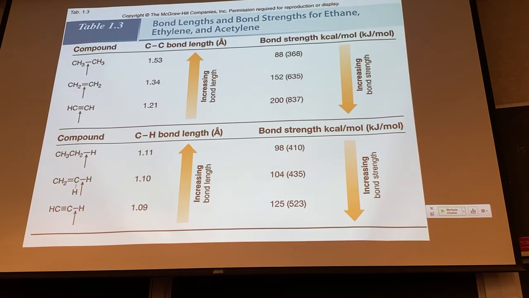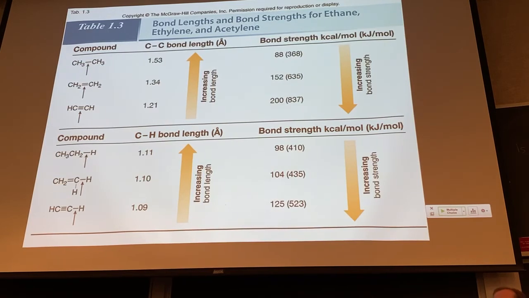Okay? It almost doubles, but not quite. Right? And then you see a smaller increase in bond strength when we go from the double to the triple bond. So that tells us something important. It tells us that pi bonds are weaker than sigma bonds. Okay? So that's the message of the top half of the table. Pi bonds are weaker than sigma bonds.